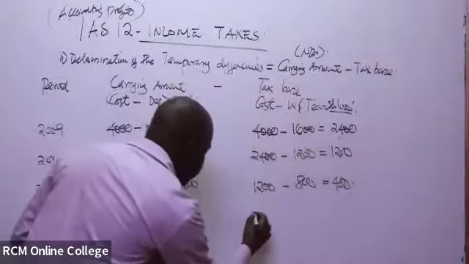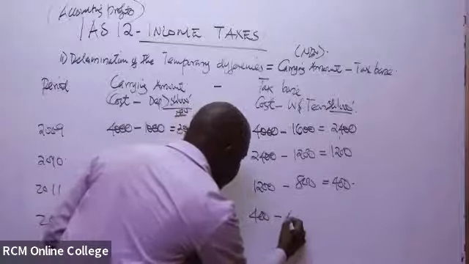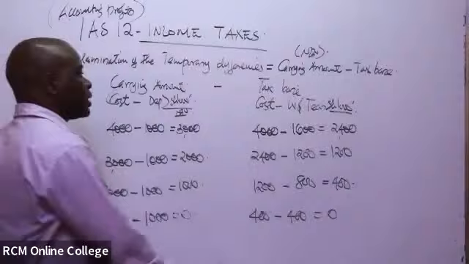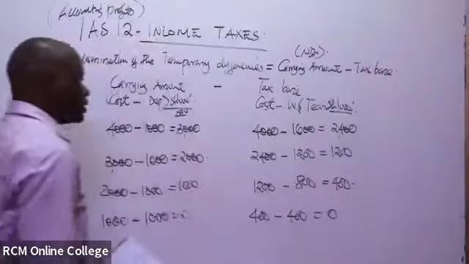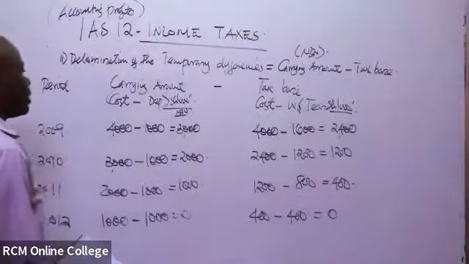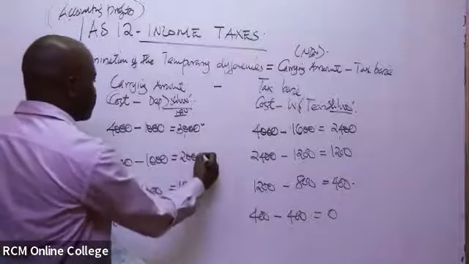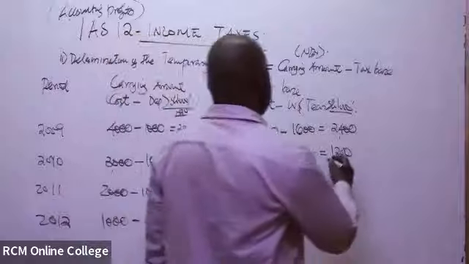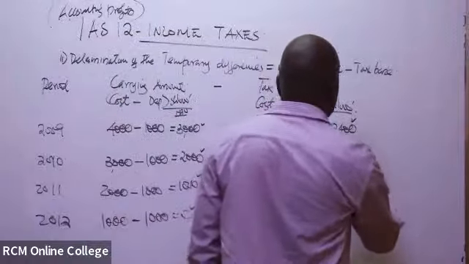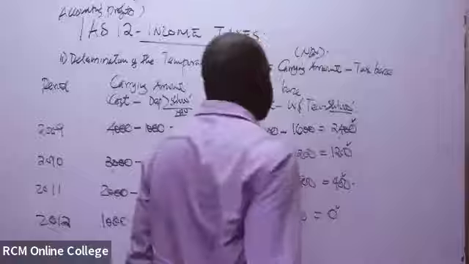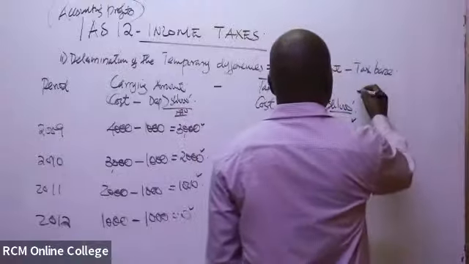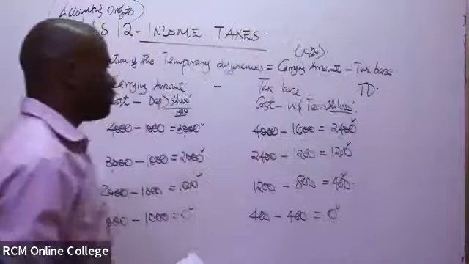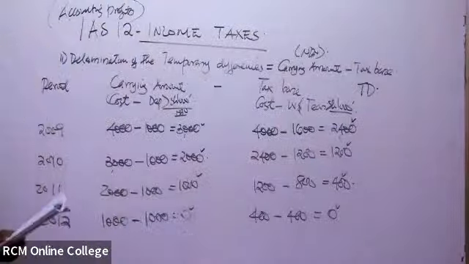Then in this case, the 400 was worn out completely in the final year. So these are basically the wear and tears. We've already been able to determine the NBVs, and we've also determined the tax base. And of course, to get the temporary difference, you get the difference between the two.